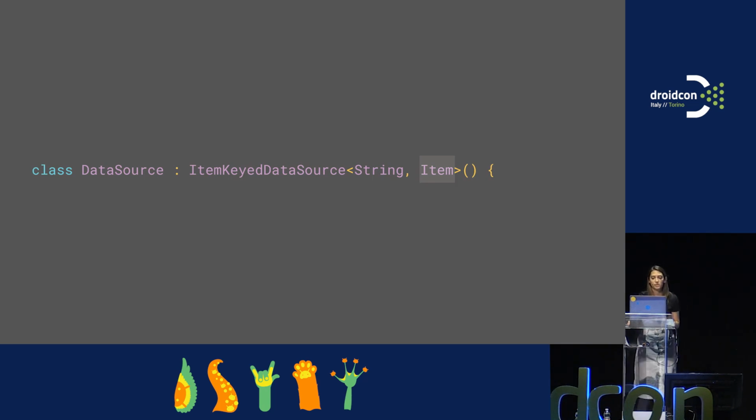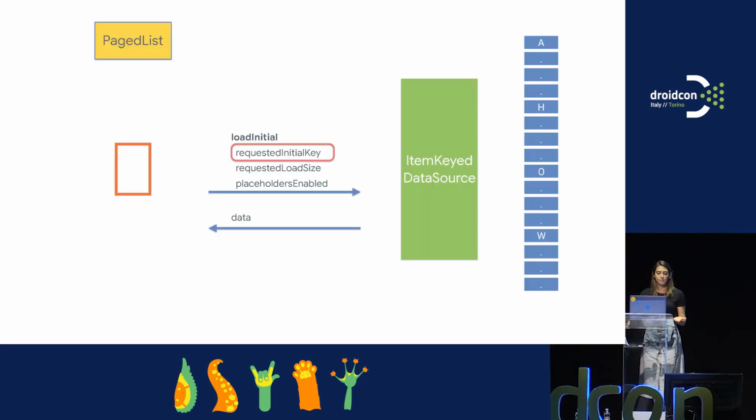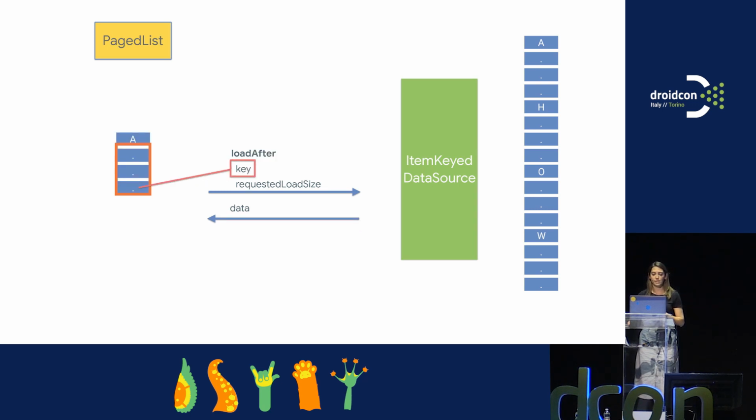So what happens with our page list? We have the item key, the data source, and the backed list. The load initial, of course, changes because what we have is the key. So we need to load the initial data based on the initial key that we define. Then we have to set the load size and whether the placeholders are enabled or not. So here, let's say that the placeholders are not enabled. We get the data back, and then we're displaying the list.